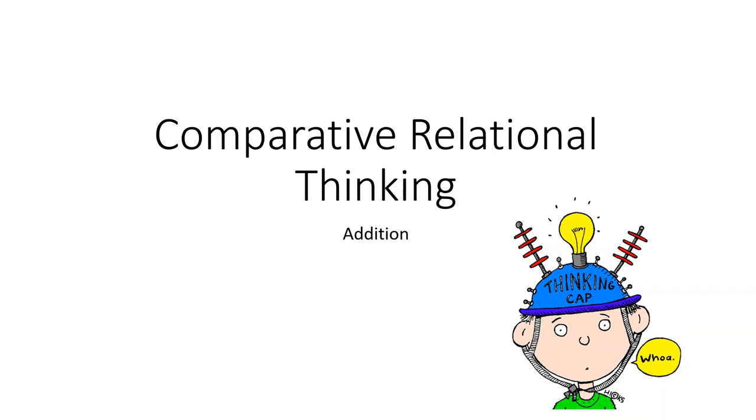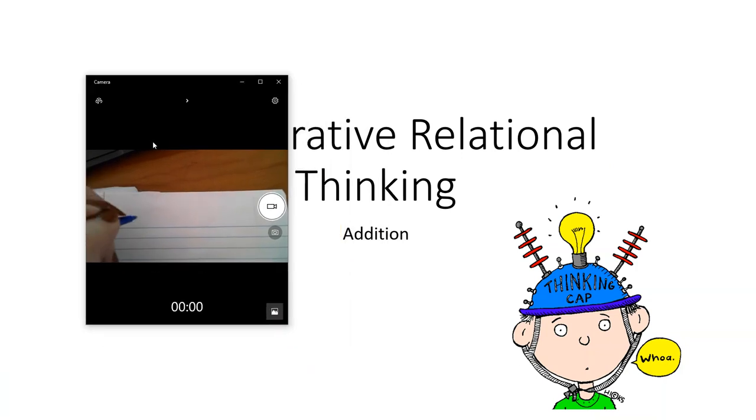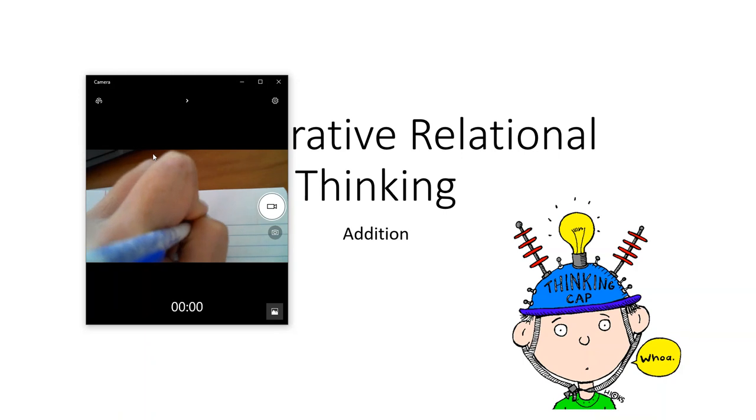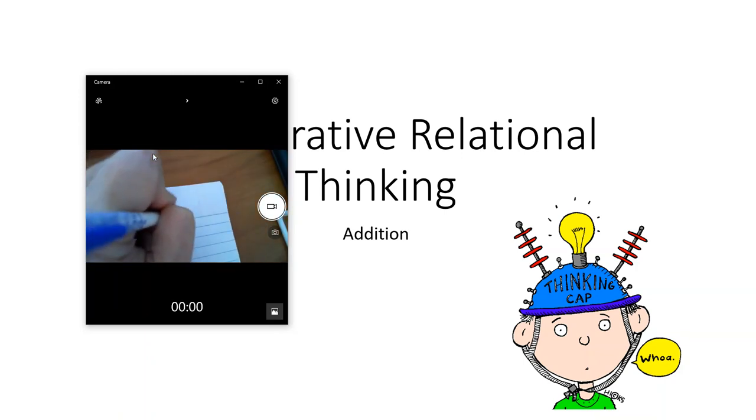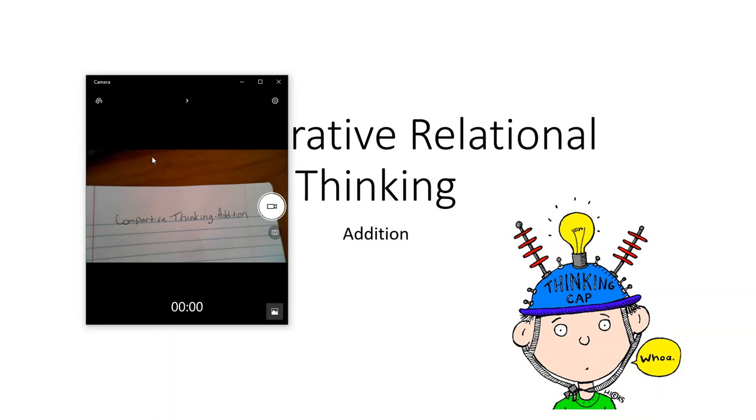Everybody. In this lesson, we're going to learn some really cool math called comparative relational thinking. Now that seems really big, but it's not. It's just about thinking about relationships. So I'm just going to call my notes comparative thinking. And today we're only going to do the addition part. So we're going to title our notes comparative thinking because that's what we're going to learn today. And we're going to learn about the addition.